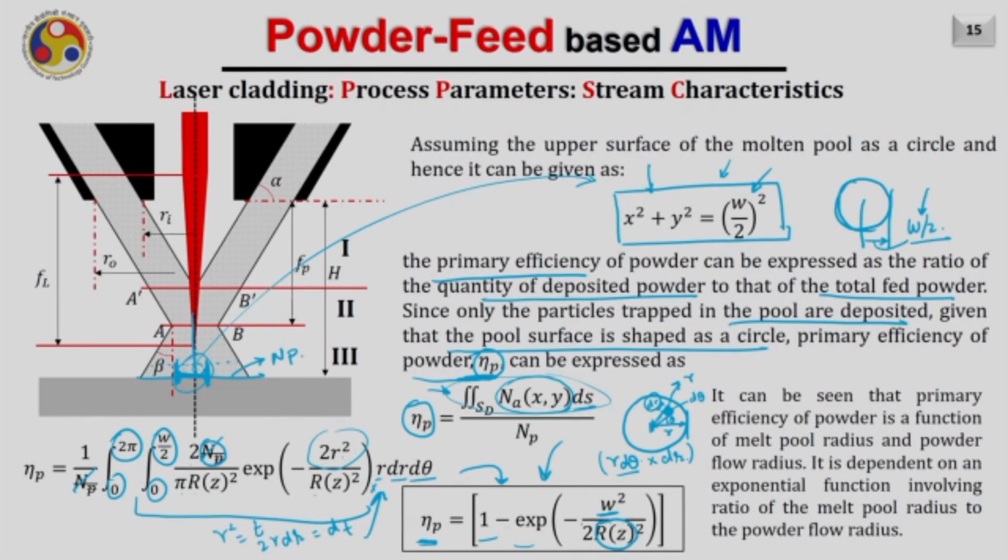So what is Rz? It can be easily seen if I defocus, right? If I defocus my powder stream, of course this value of Rz will increase. As a result, this function will decrease, and if this function is decreasing, this entire function will increase, and as a result the efficiency will decrease. So with the increase of Rz square, definitely my catchment efficiency is going to be reduced. And also it can be noticed that it decreases or increases with the exponential function.